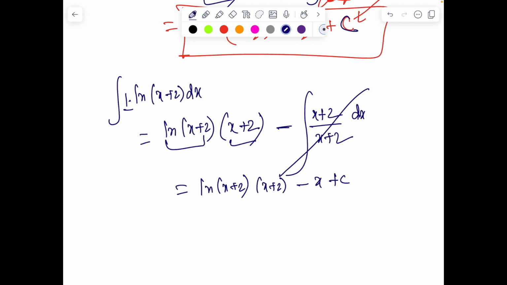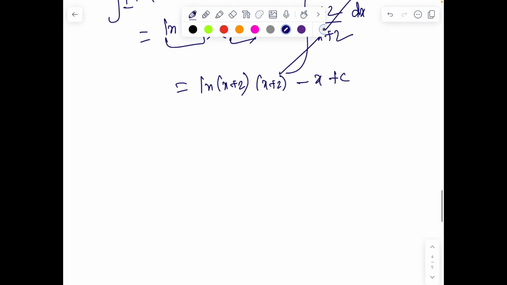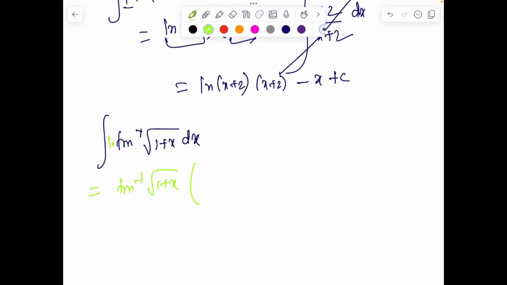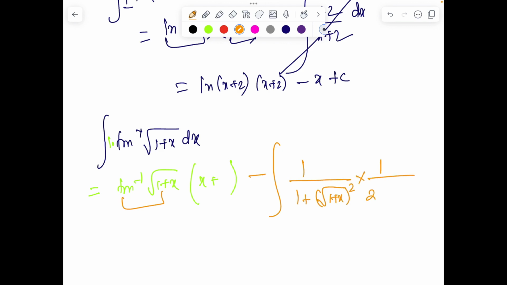To get the full glory of this question, let's take one more. And that's interesting. Let's say tan inverse root over 1 plus x dx. Again, as usual, I'll start with 1. So we'll write tan inverse root 1 plus x into integration of 1 dx. I'm writing x plus something that will be demanded from the next expression. Tan inverse differentiation is going to be 1 by 1 plus root 1 plus x whole square into 1 by 2 root 1 plus x dx.